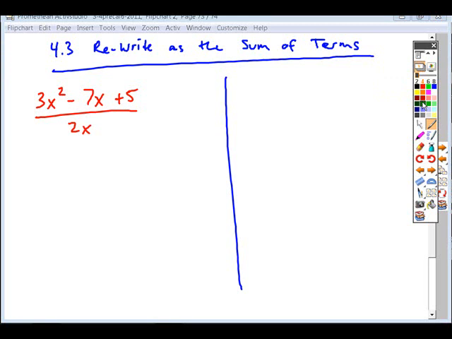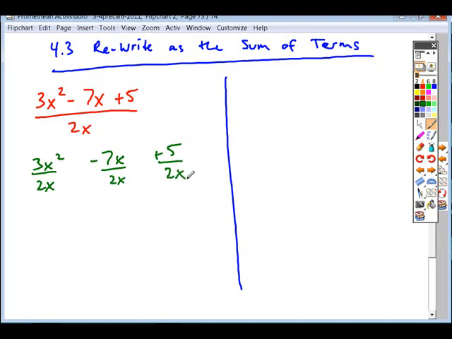All right. The concept is called rewriting as the sum of terms. So if it gives you an expression or a fraction and asks you to rewrite it as the sum of terms, what it means is you're going to take each individual term from the numerator and divide it independently by that denominator. So the steps for rewriting this expression would be to separate each of the terms from the numerator. And then each one you're going to divide individually by that common denominator.